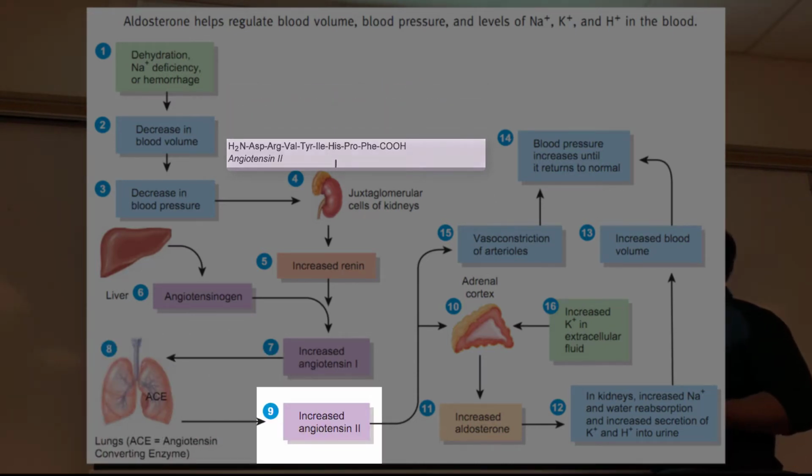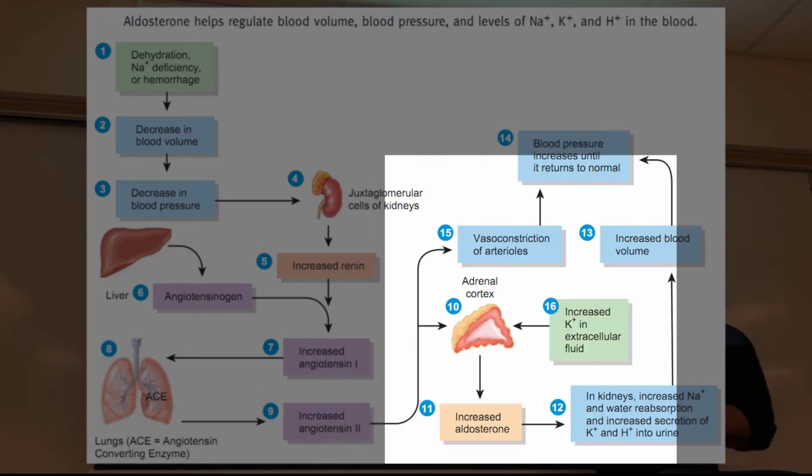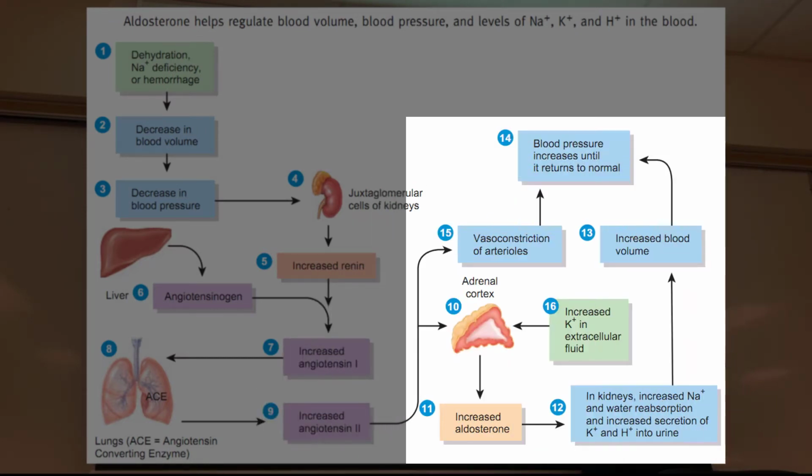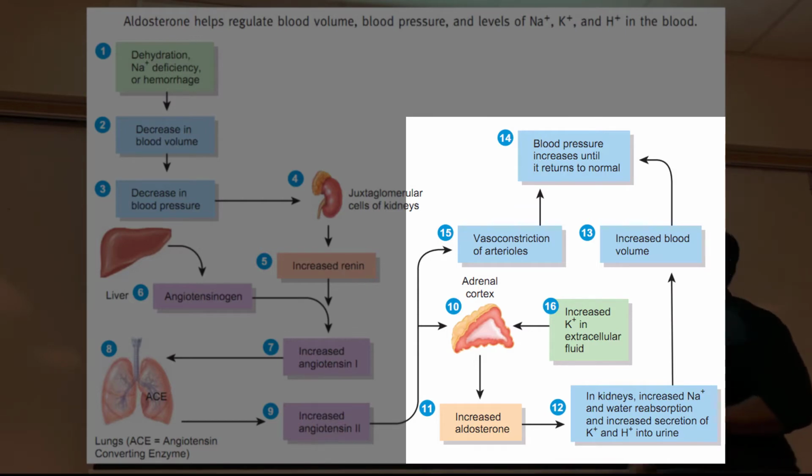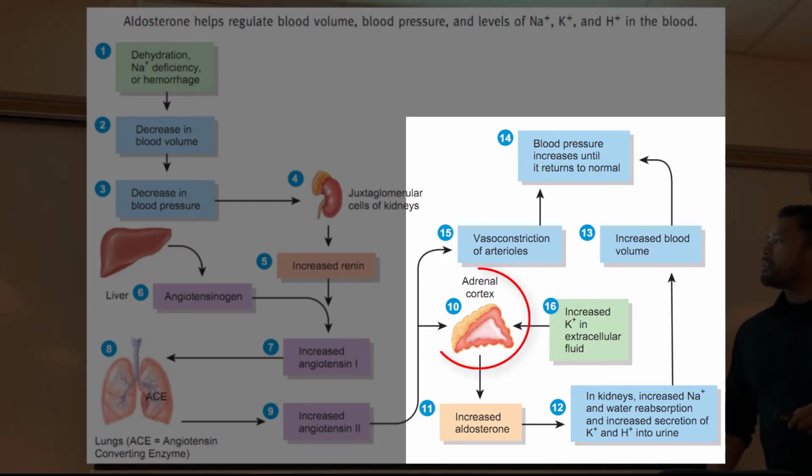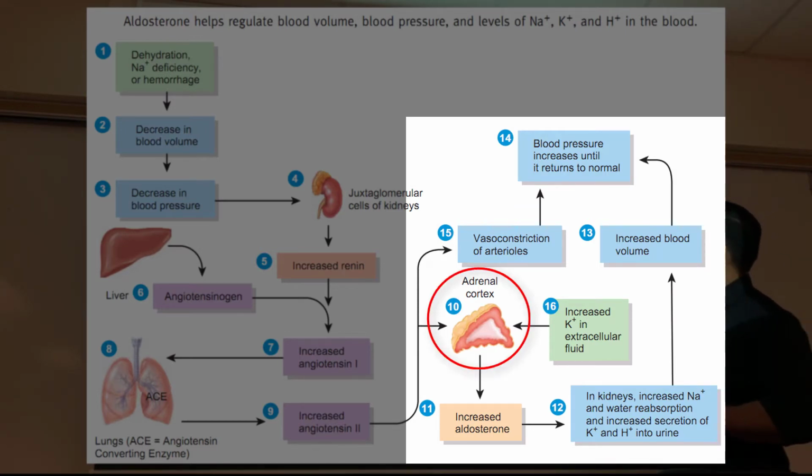Angiotensin 2 then makes its way all the way back to the adrenals, close to where we started in the kidneys. And once it makes its way into the adrenals, it will stimulate the production of the next hormone called aldosterone.